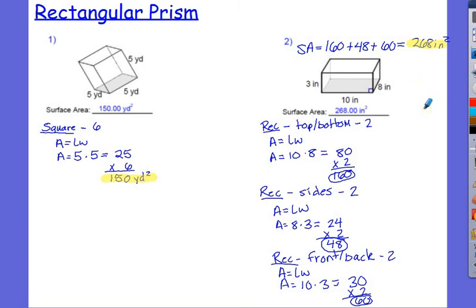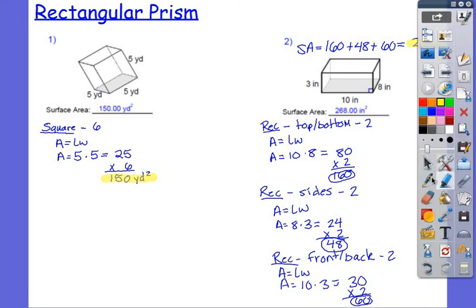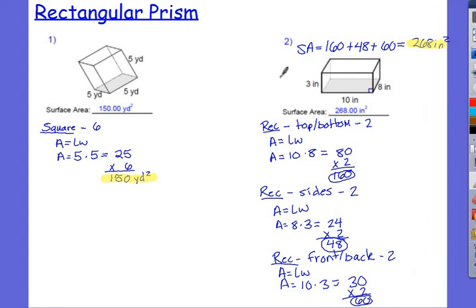So it's not hard, it's just a lot of tedious work. It is fun. Great deal of fun. This is what I like. So that was rectangular prism.